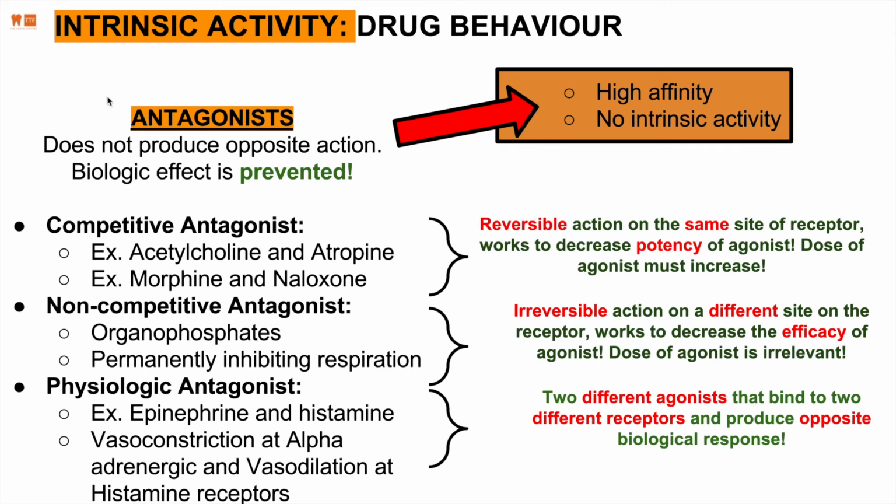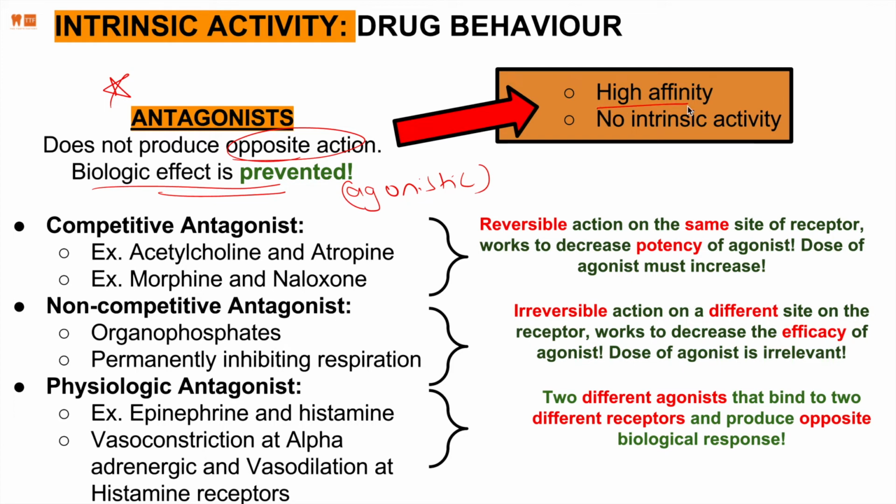Okay, we're now on to antagonists. They do not produce opposite actions. Their job is not to produce the opposite of agonists. Their job is to prevent the agonistic activity. Basically, their job is to stop the agonist from attaching to the receptors and causing a biological response.